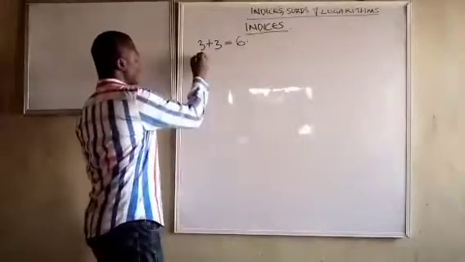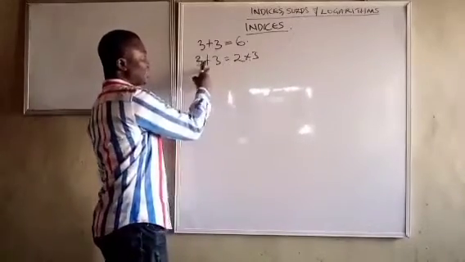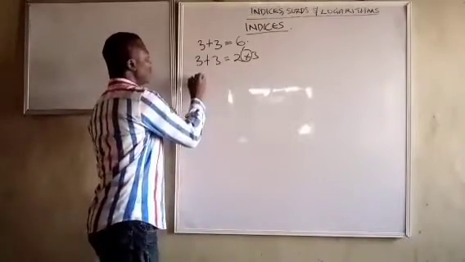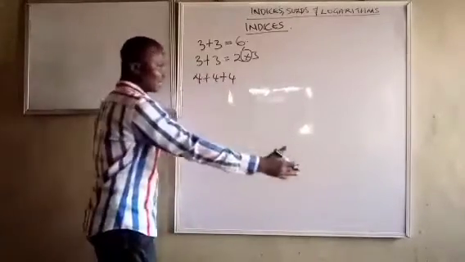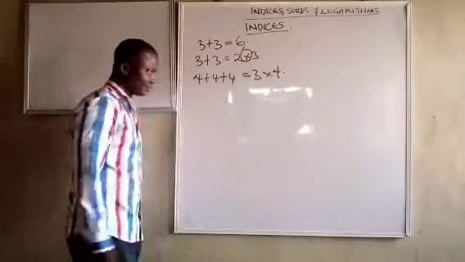Let's look at this. 3 plus 3 is equal to 2 times 3. You can see this addition now gets to multiplication. 4 plus 4 plus 4. That is why we have 4 three times. We have 3 times 4 or 4 times 3.